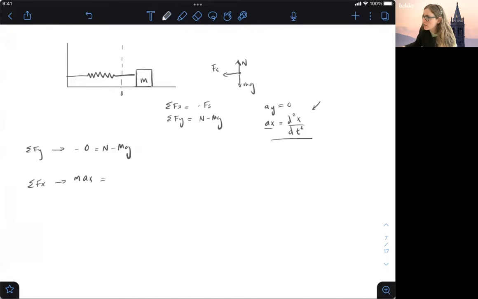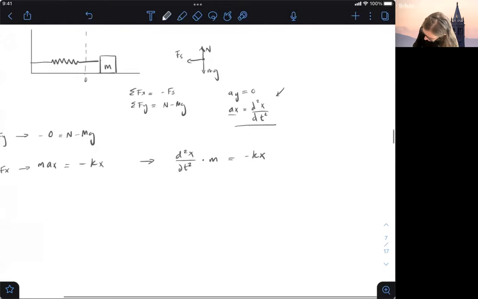Just want to make sure that the negative is correct here. I believe it is. Hopefully nothing's strange. Yep, minus kx here. Okay, we don't want to take our negative twice, so just be careful with that one. Now for our ax, let's plug that in. So we have d squared x over dt squared, the second derivative with respect to time, times m is equal to negative kx. So this is actually a second order differential equation. When we say second order, what that means is you see this 2 here? It's a second derivative, so second order.